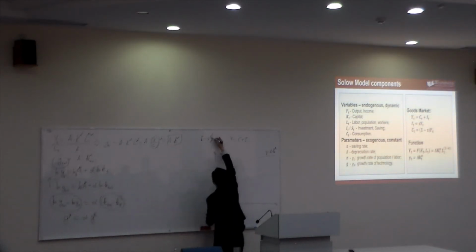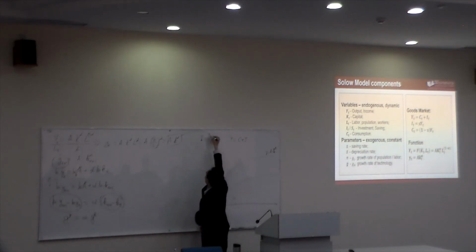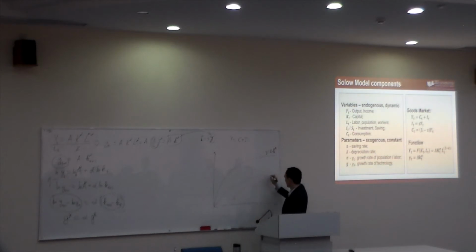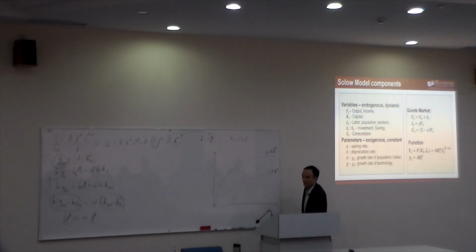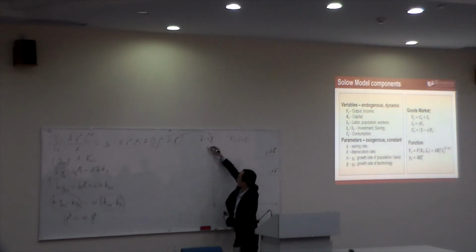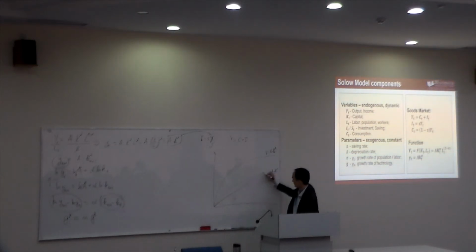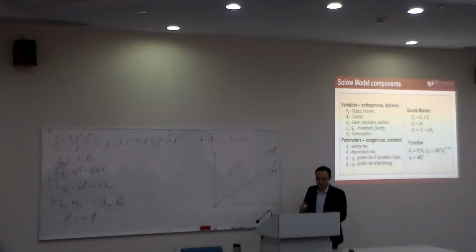So if we implement, now we have y, if you plug it in here, it will give us the curve of investment, which is equal to saving rate times technology times K to the power of alpha. And in here, we are going to consider, because capital is going to depreciate, this is the depreciation line. Delta K. So now in basic Solow model, it's a very basic Solow model.